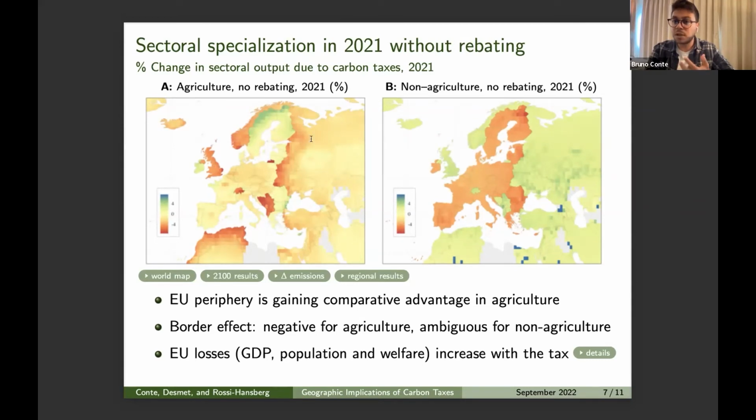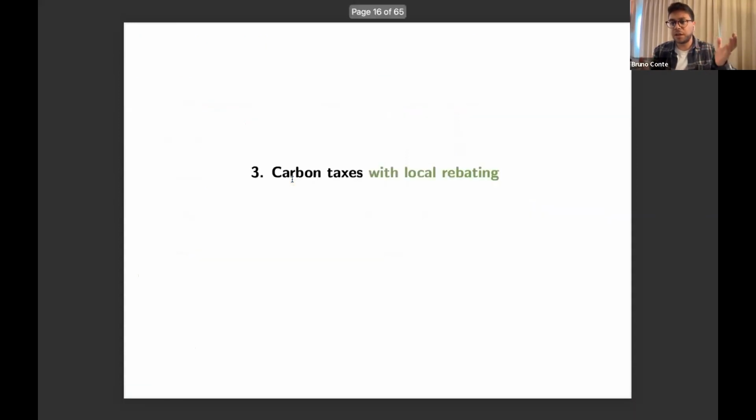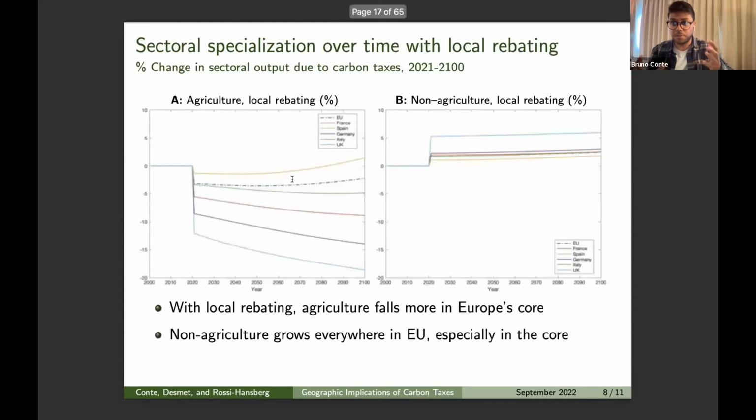And we also see some border effects on the neighboring countries of the European Union because of the changing comparative advantage of Europe in that sector. This is just to illustrate this distortive effect of the tax, not considering the retransferring of the tax revenues. So what happens now if then there is local rebating of those revenues?